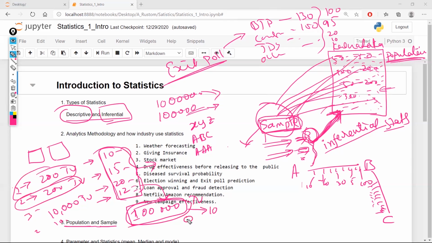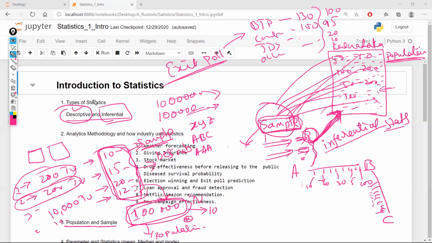Then they'll just stick that sticker on each and every TV. So this is basically the population, and in this case I can call it a population. And the data which I have picked randomly from each and every batch, this is basically a sample, right?